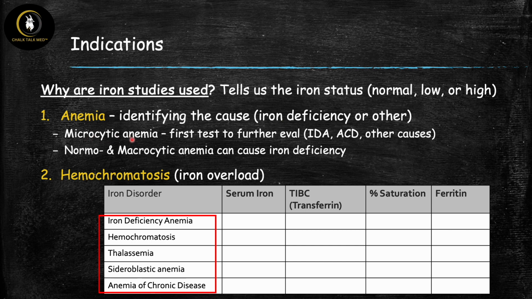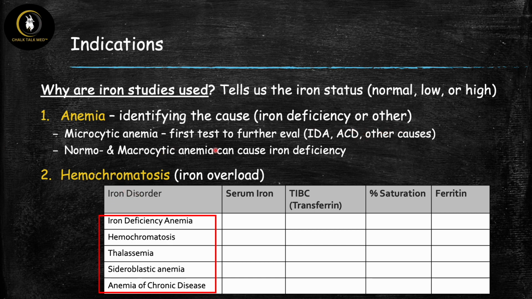And especially I have to highlight that in people with microcytic anemia, so if you get that MCV and it's low, the very first test you really should be doing to evaluate it further is going to be iron studies, because that's going to help you determine if this is iron deficiency anemia, thalassemia, sideroblastic anemia, or anemia of chronic disease, all of these that are listed here as the common disorders. These are all part of the microcytic anemia algorithm.